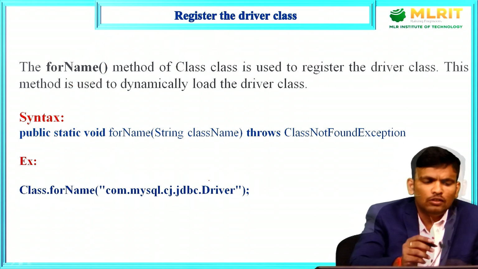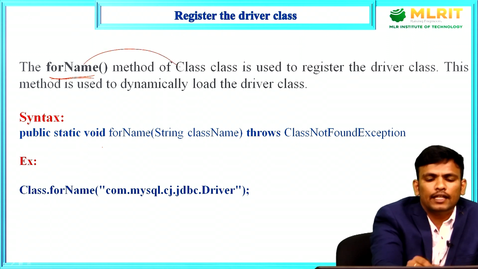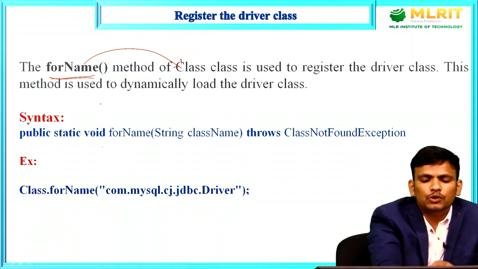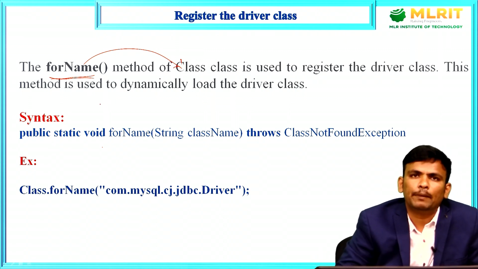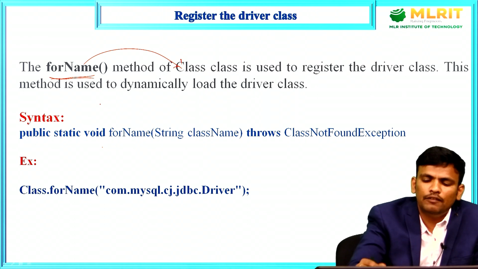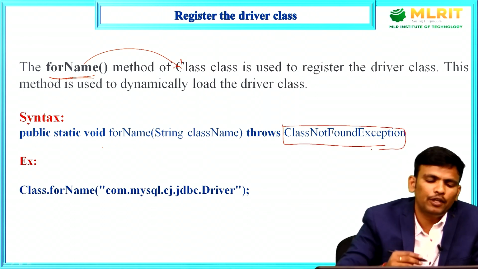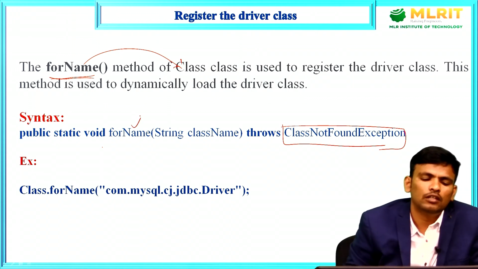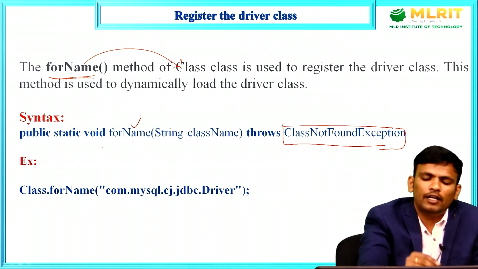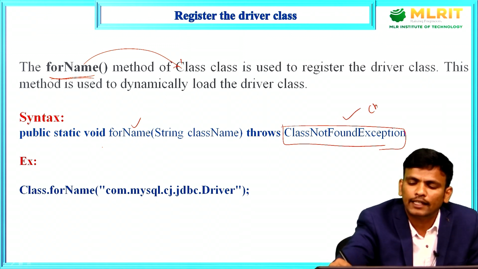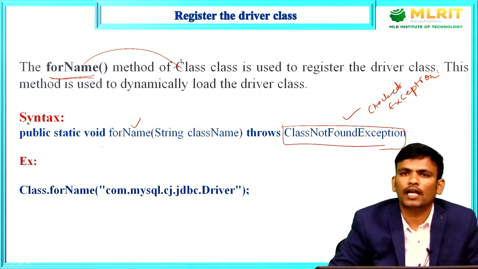Now, this forName is defined inside the Class class, and this method is used to load the driver dynamically. This method throws ClassNotFoundException, meaning whenever you are using forName, the forName method throws ClassNotFoundException, and ClassNotFoundException is a checked exception, and exception handling is mandatory.